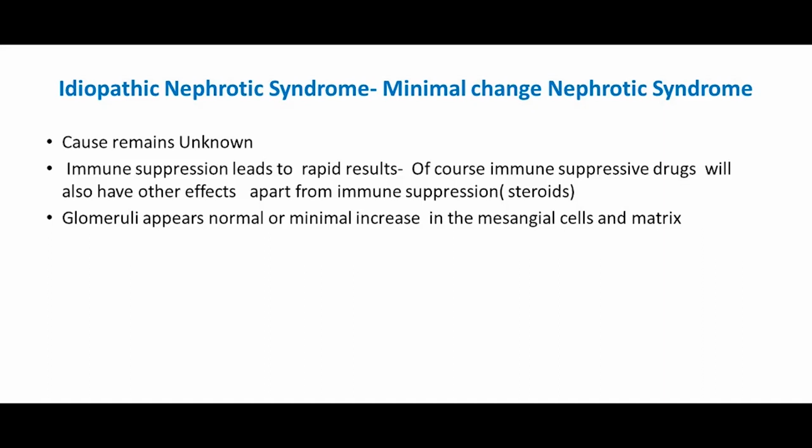So, what does it suggest? Of course, immunosuppressive drugs will also have some other effects. Suppose I am giving a steroid as an immunosuppressive. It is basically an immunosuppressive, but in the meantime it also has other effects like anti-inflammatory effects. So some schools of medicine believe that it is not only the immune suppression which is working here in case of steroids, but some other functions of the steroid may also contribute to the rapid recovery of the patient. But anyhow, the most expected one is immunosuppression. Glomeruli appear normal or minimal, with an increase in the mesangial cell and matrix seen. Next one.